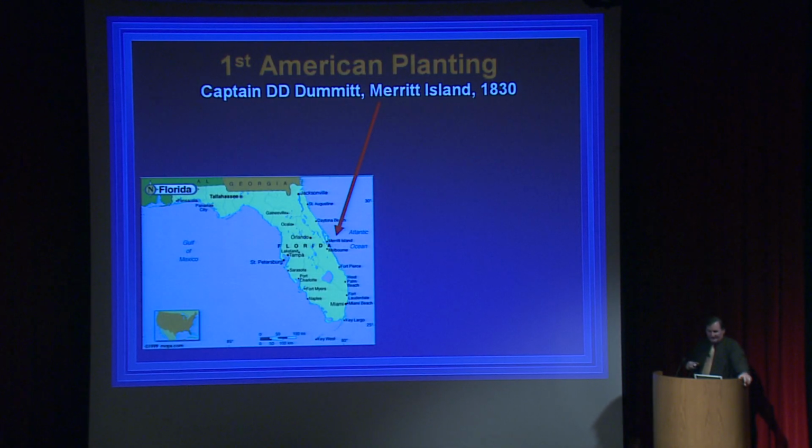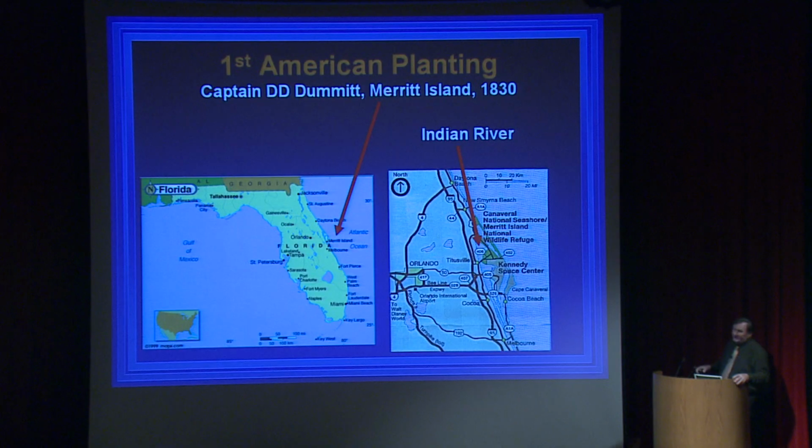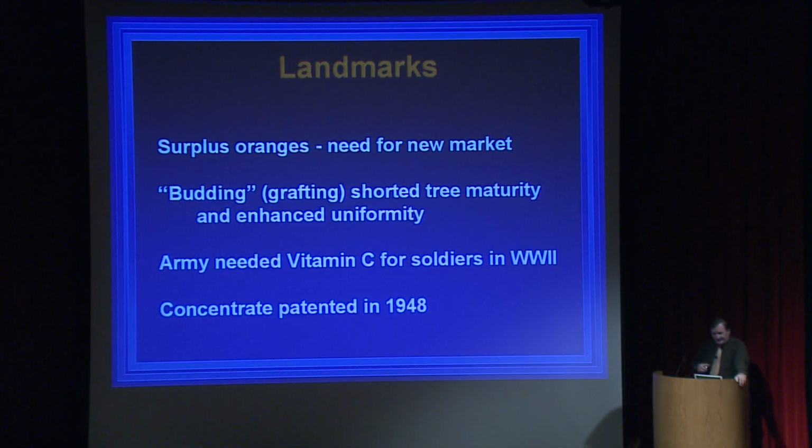Merritt Island is on the east coast of Florida, and a little blow-up of that section of the state looks like this, where Merritt Island is part of this national refuge in this area here that's just north of the Kennedy Space Center in Cape Canaveral. And there's a body of water that's part of this called the Indian River, and that's one of the primary names that gets applied to brands. There are landmarks in the development of orange juice.